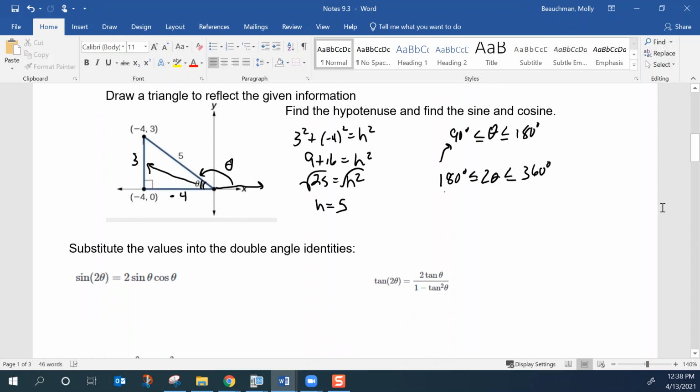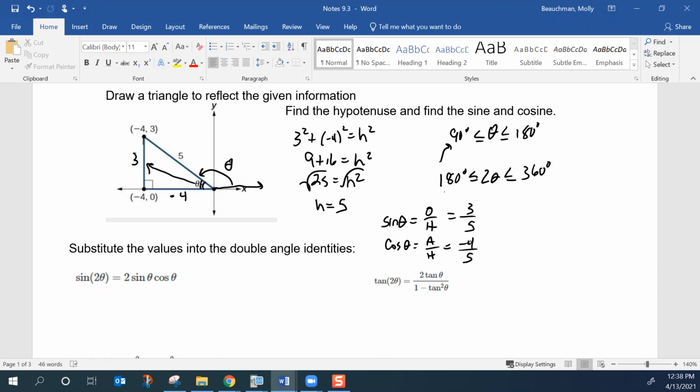Okay, so I found the 3 side lengths. I'm now going to find the sine of the angle, which is equal to the opposite over hypotenuse. So in this case, opposite over hypotenuse would be 3/5, and it's positive in the second quadrant. Cosine of the angle is adjacent over hypotenuse, which would be -4/5.